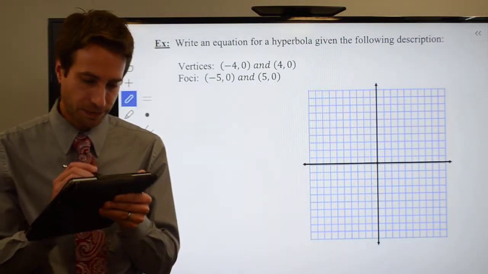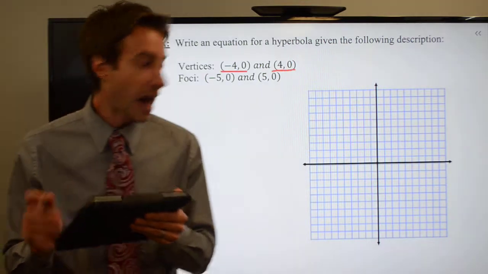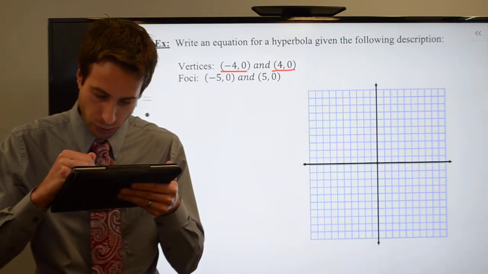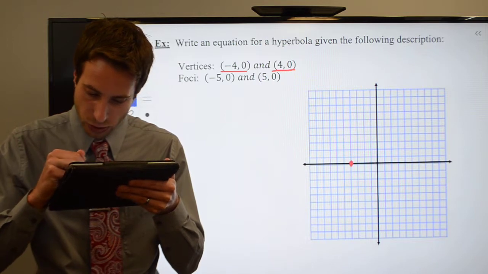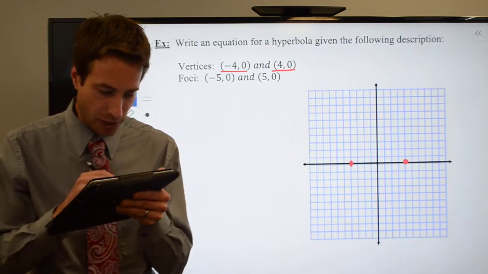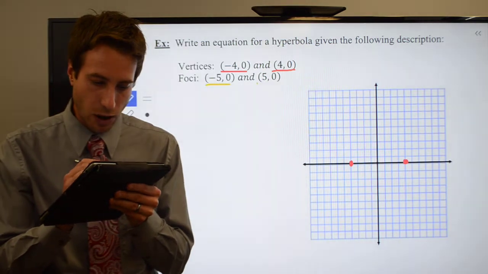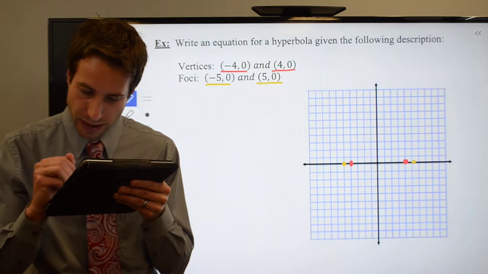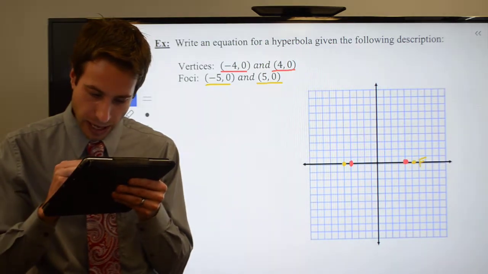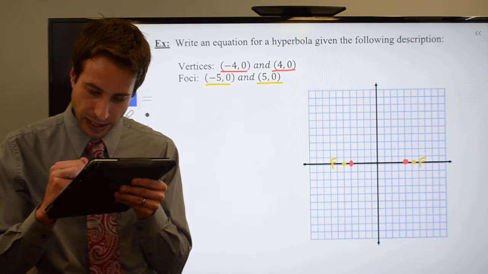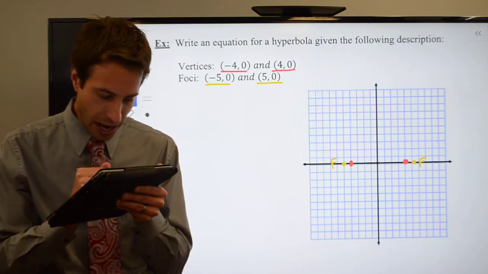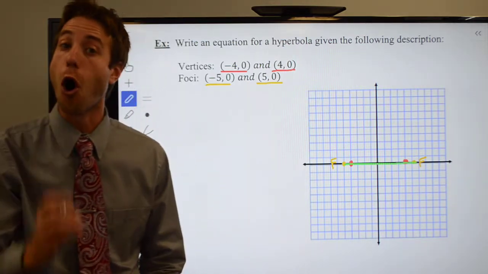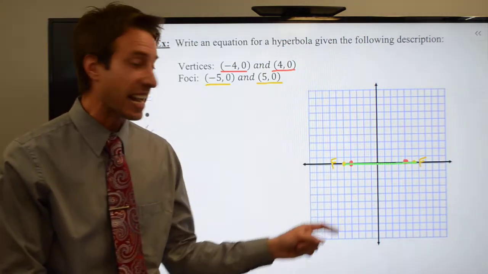Here we go. The vertices. Well, I have a vertice at negative 4, 0, and 4, 0. So 1, 2, 3, there's a vertice, and 1, 2, 3, 4, there is a vertice. I have a foci. All right, fantastic. At minus 5, 0, so that's going to be right there and right there. That is a focus. That is a focus. This is a vertice and a vertice. And so my transverse axis always has the foci and the vertices on it.